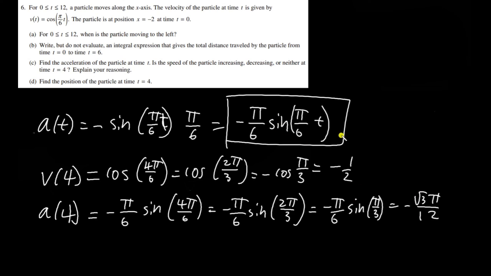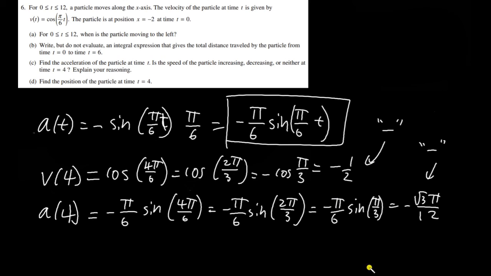Okay, and so we're looking at the sign of both of these, right? We know the velocity is negative, and our acceleration is also negative. So since the velocity and the acceleration have the same sign, then the particle is actually speeding up. Even though they're both negative, it's still speeding up.